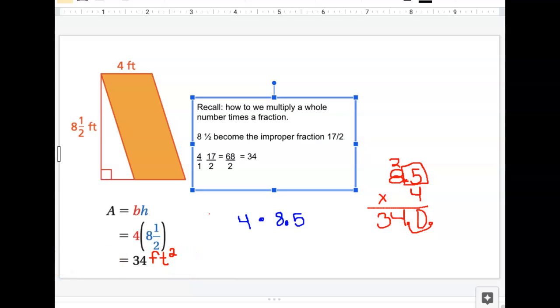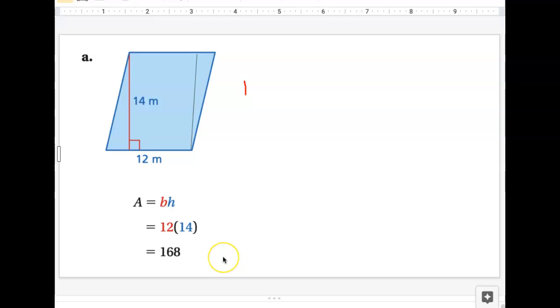Let's go back to this one. And to go back to our previous problem, 12 times 14 is 168. Just a reminder to put the meters squared to have a complete answer. Area is always measured in squared measurement units.